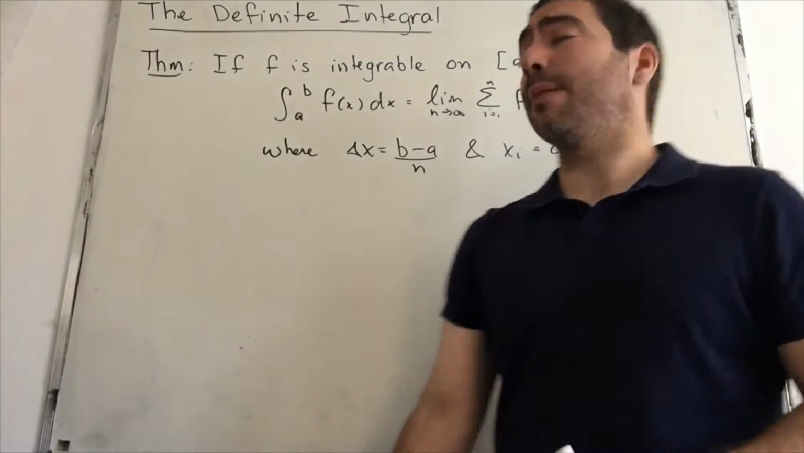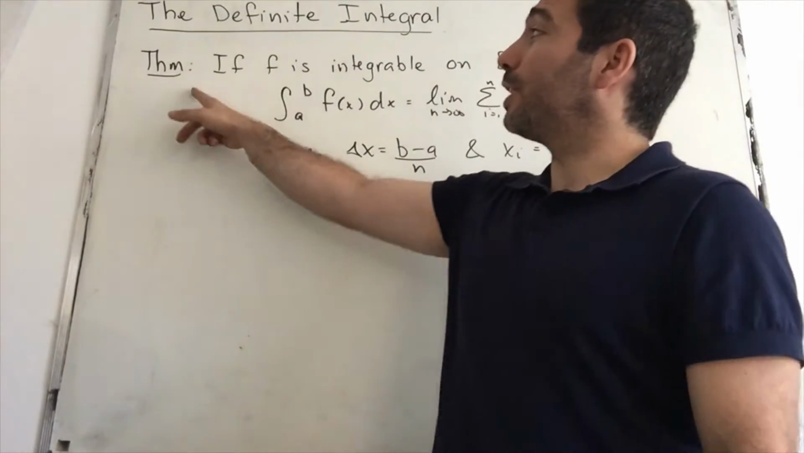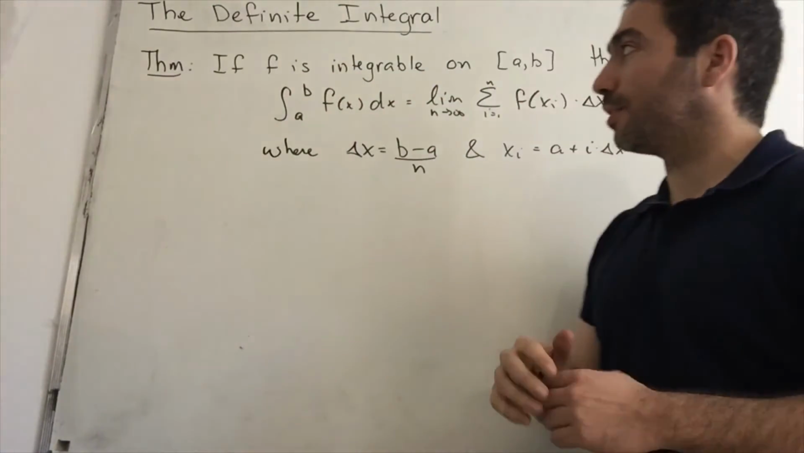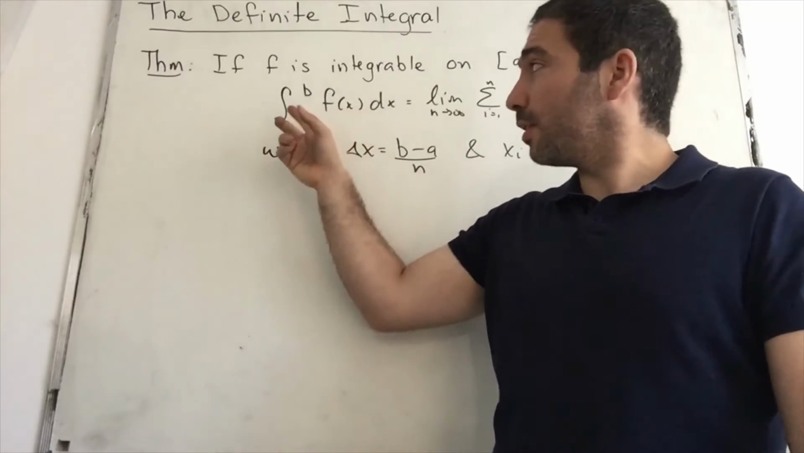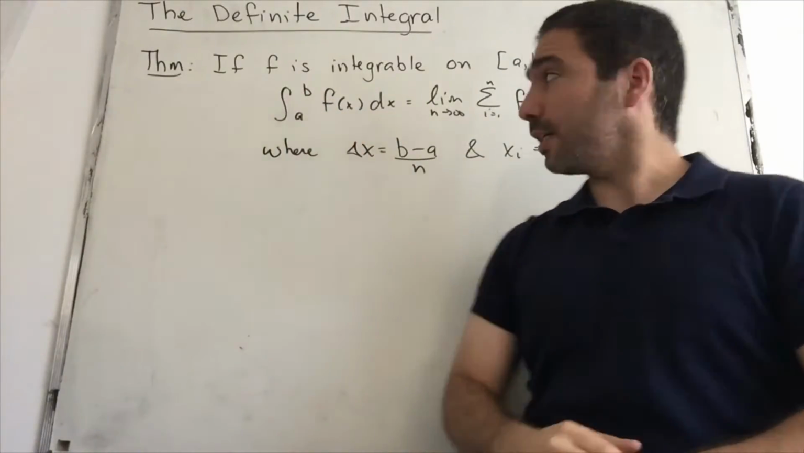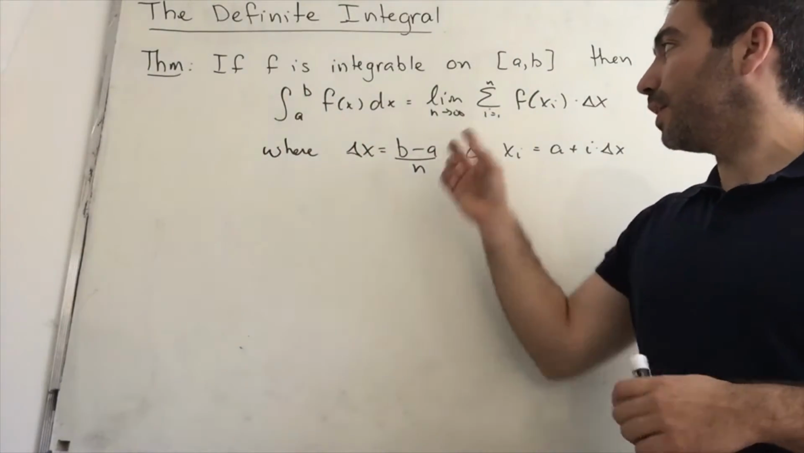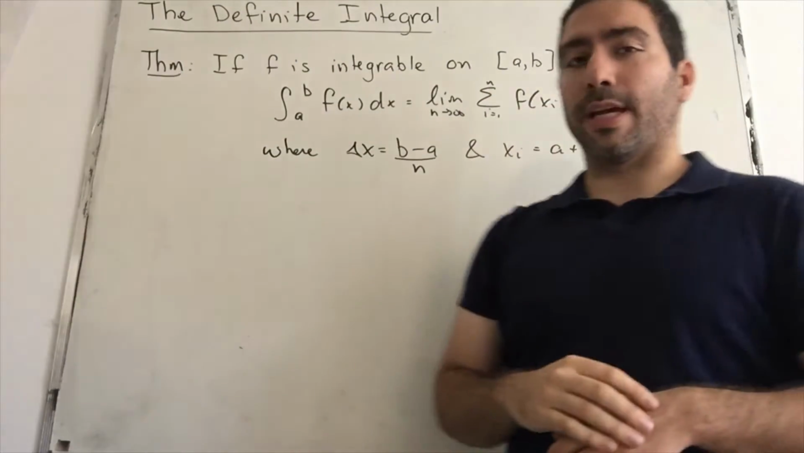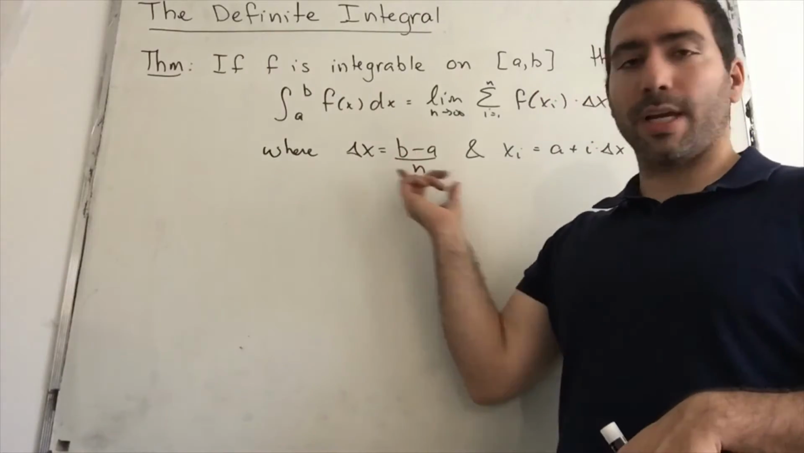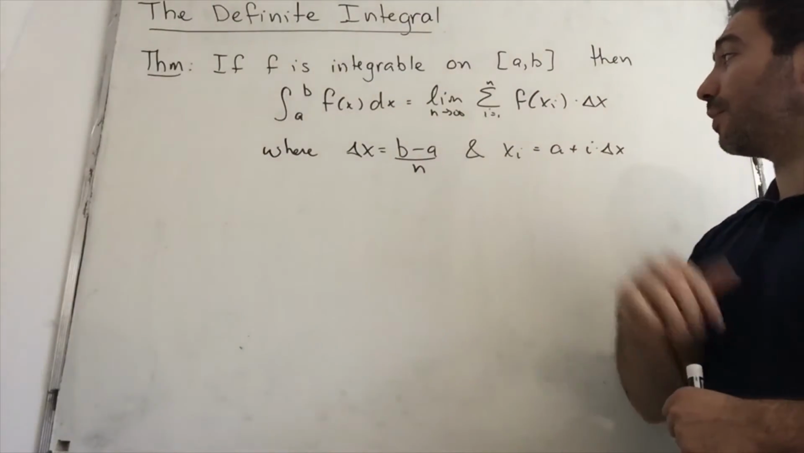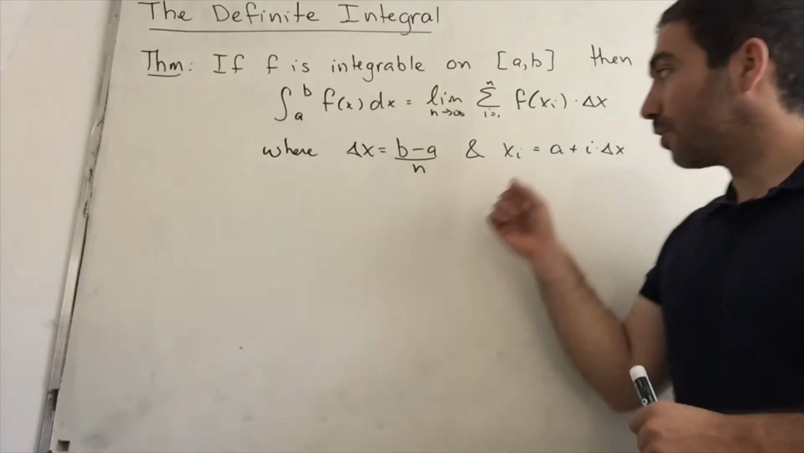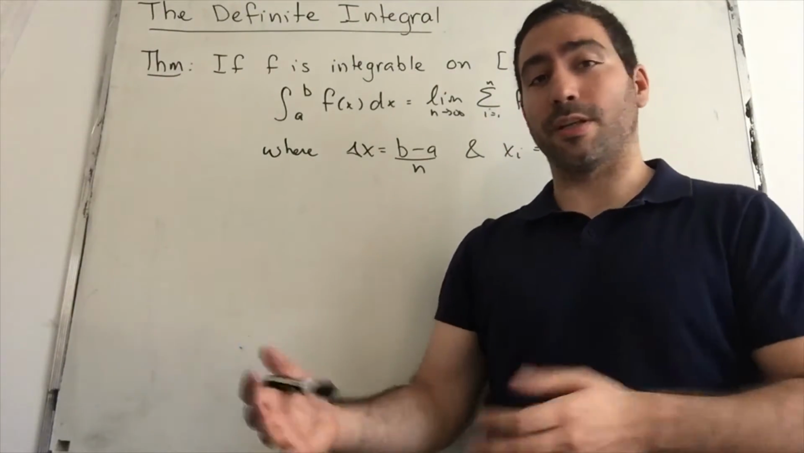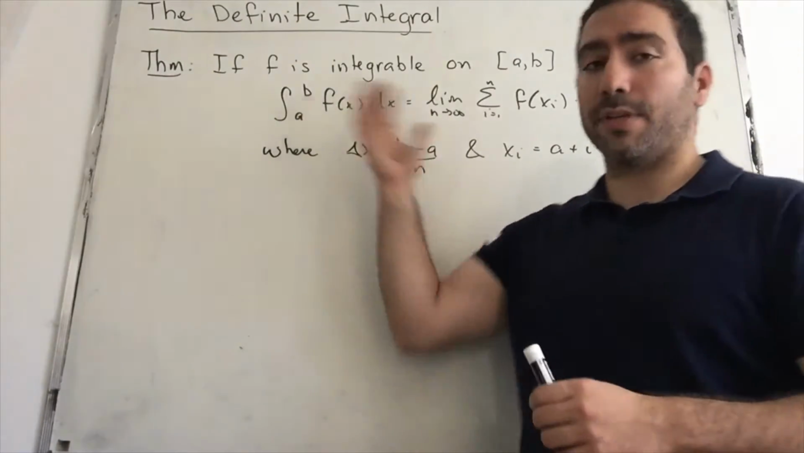So before we get to some examples, let's quickly take a look at this theorem over here, which states that if f of x is integrable on the closed interval a to b, so the integral exists, then the integral from a to b of f of x dx is equal to the limit as n goes to infinity of the summation from i equals 1 to n of f of xi times delta x, where delta x is b minus a over n, and xi, we've seen this already, is equal to a plus i times delta x. So this is stuff we've seen already, we're just going to apply it now. We're essentially just using Riemann sums. So this is the limit definition of an integral, okay?